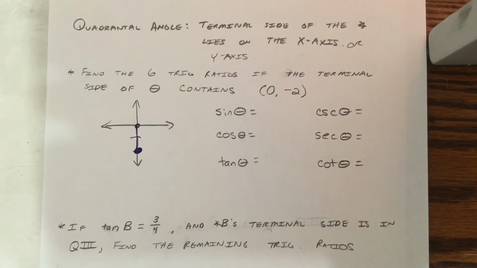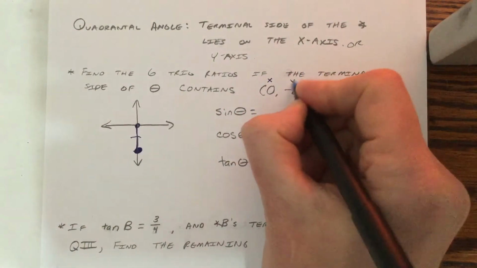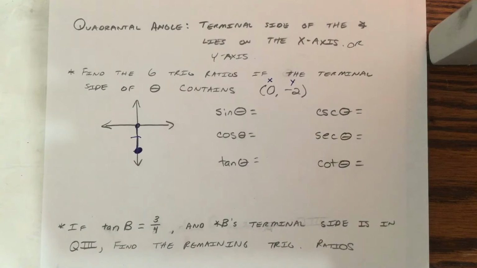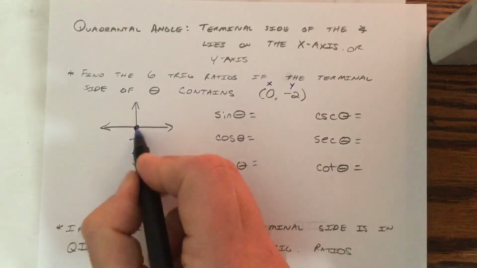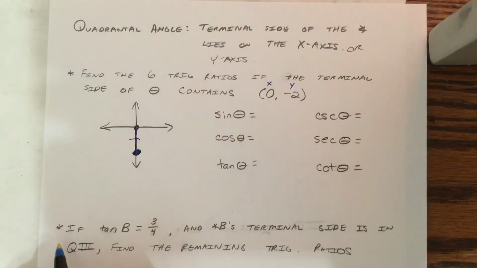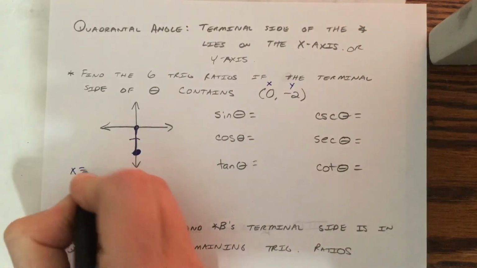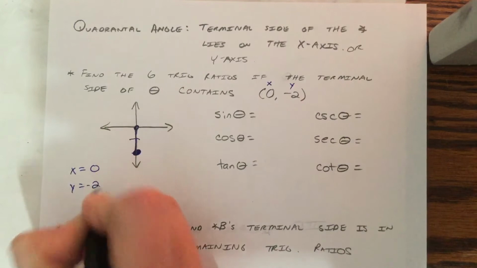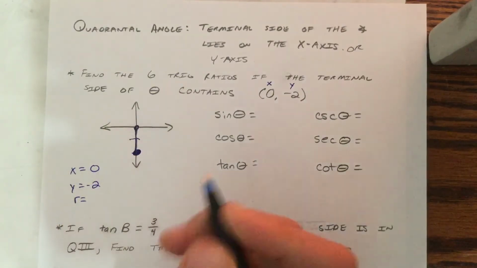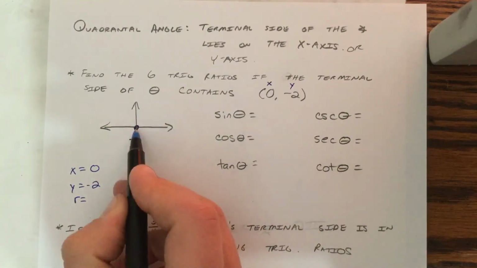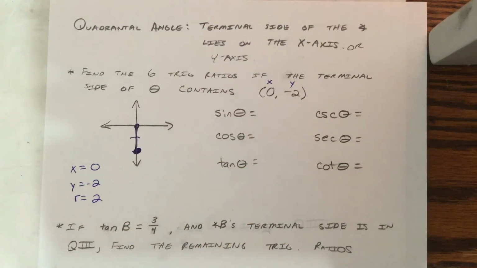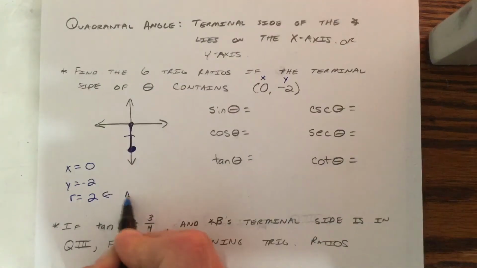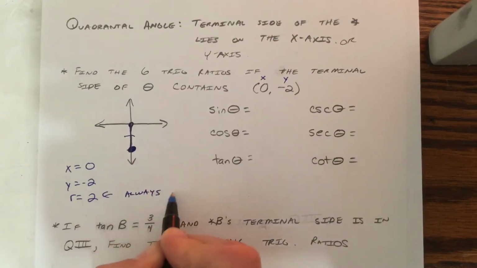So what's happening here is we have a value of x, that's 0. We have a value of y, that's -2. All right. And then the value of r, the hypotenuse, remember I always said that was positive. So here x is going to be 0, y is going to be -2, and then your hypotenuse is just the distance from the origin to that point. So that'll be +2. All right, remember this value will always be positive.